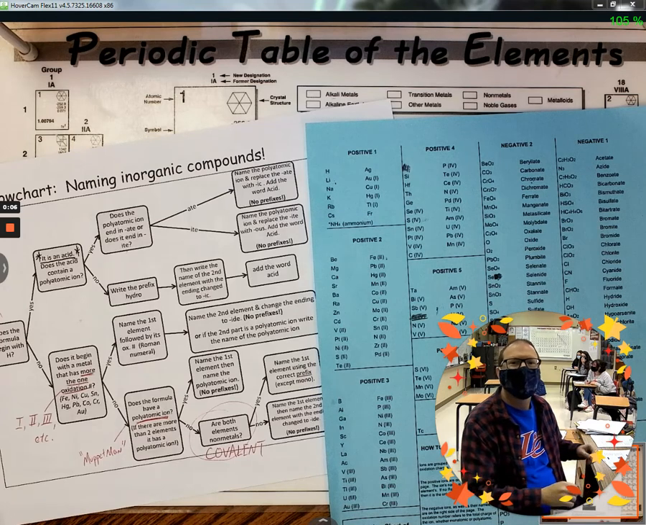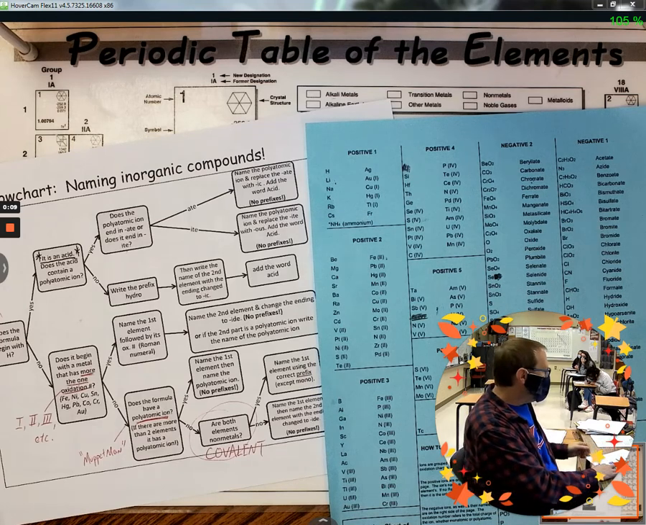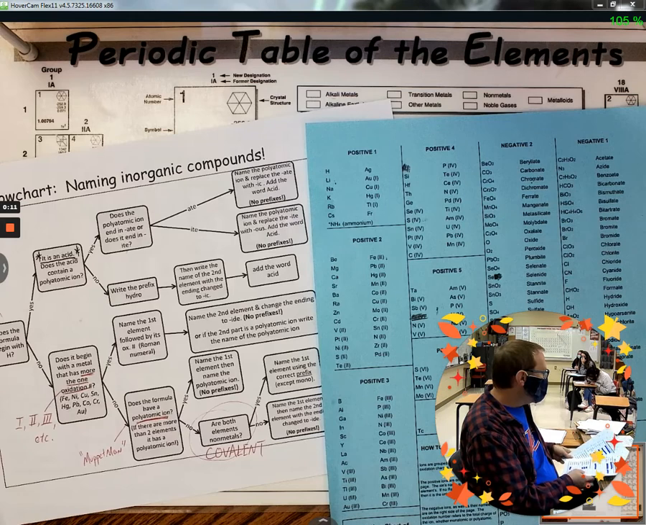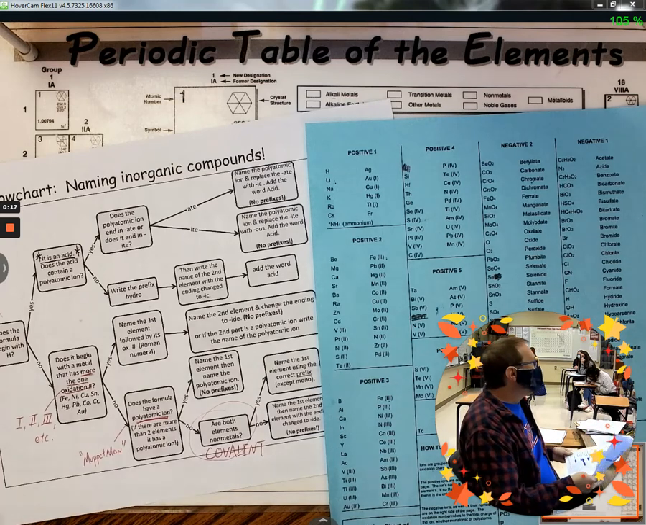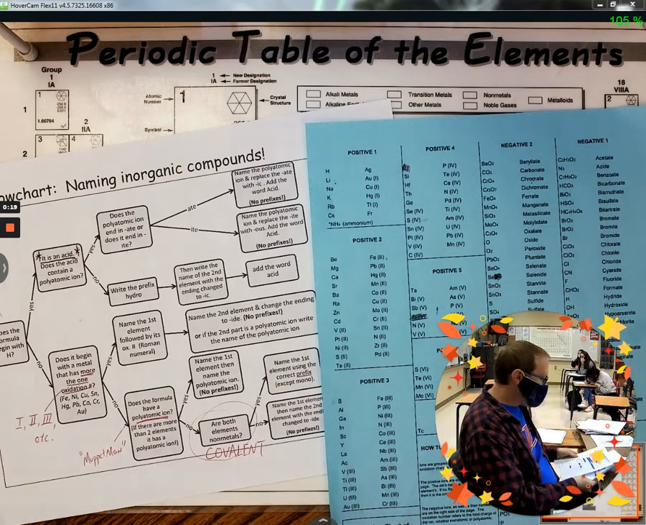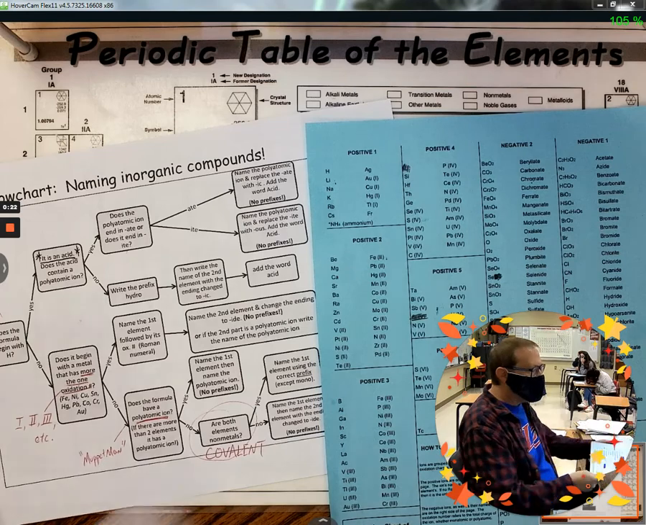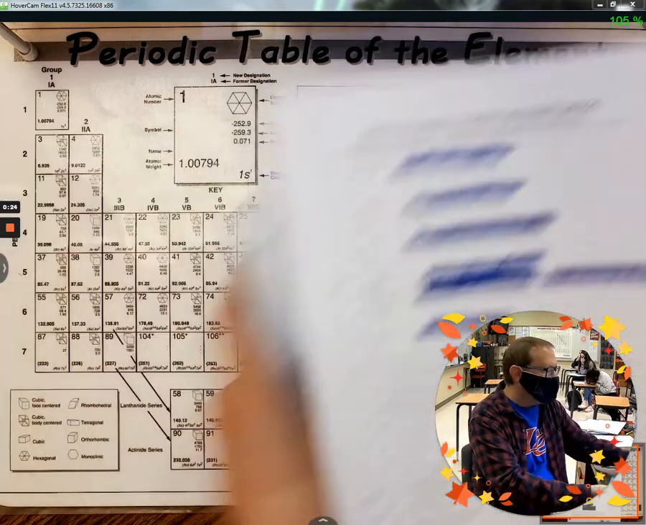Okay, yeah, we're recording. So we're going to do a little more practice with naming and writing ionic and covalent and acidic chemical formulas. And I'm going to randomly select from my many papers here. And we're going to start with this one.